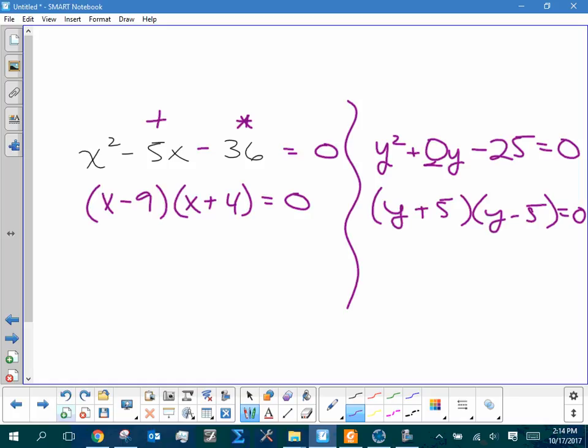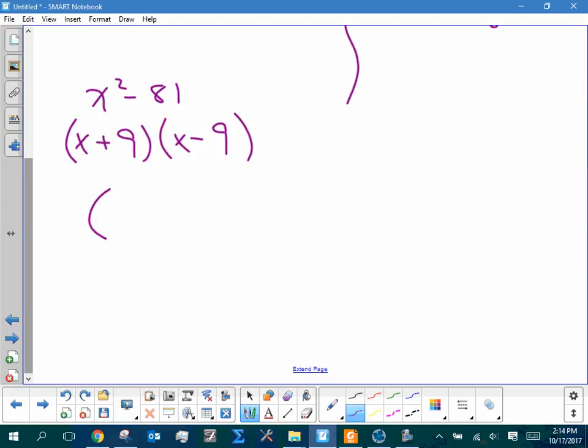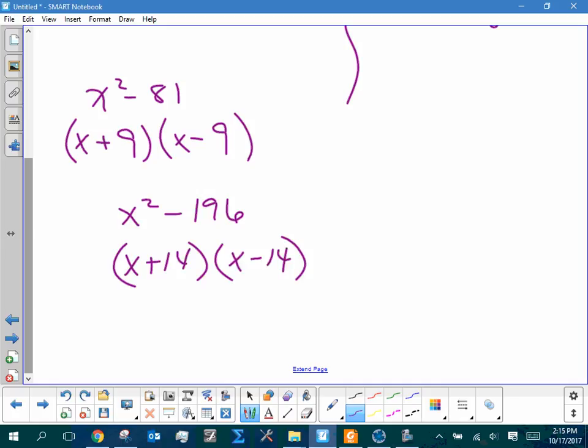But what we learned is that with difference of perfect squares, no matter what they are, if I have, let's just go x squared minus 81, how's that going to go? Positive and negative 9. Yep. x plus 9, x minus 9. What about x squared minus 196? 14. Yeah. x plus 14, x minus 14. And you factor those really quick if you know the square root of those numbers.